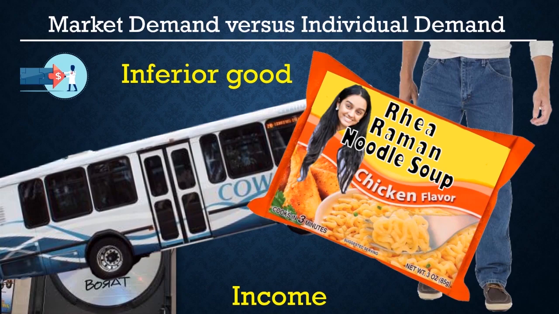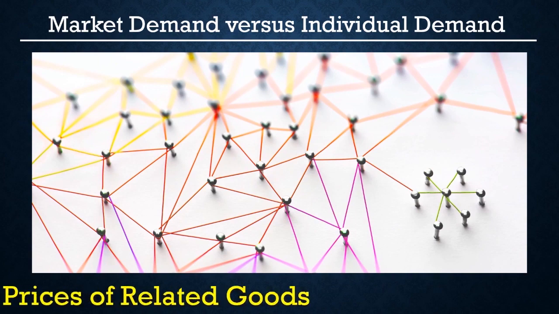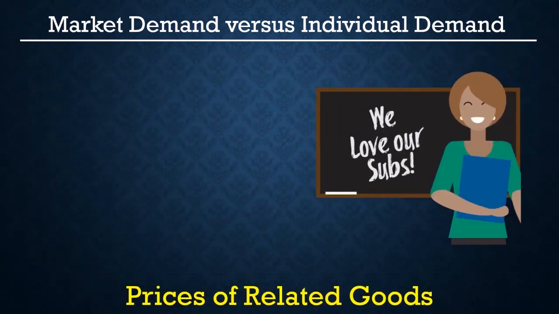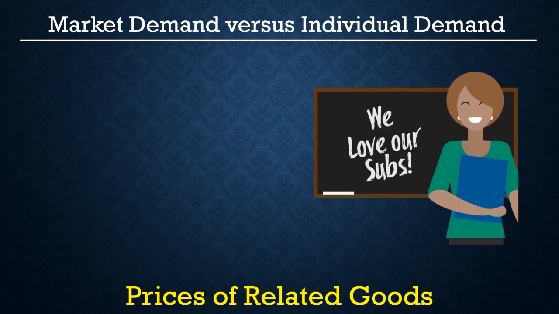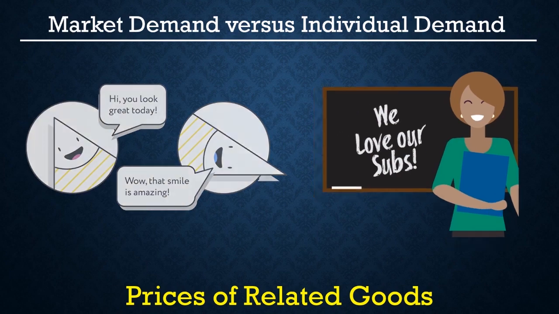So, yes. Income. Another reason for change in demand is the price of related goods, which is two goods for which an increase in the price of one good leads to a change in the demand for the other. Related goods come in two flavors. The first is called substitutes. The second, complements. Let's start with the substitute.